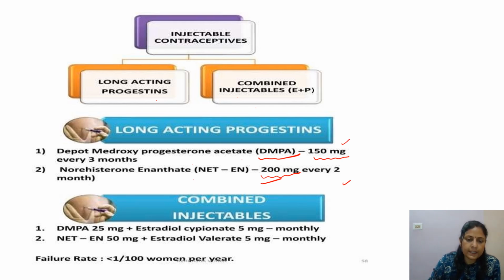The next type is combined injectables. Combined injectable means it includes DMPA plus estrogen, which means along with progesterone, estrogen is also added. So you have to take this medicine monthly. Similarly, NET-EN along with estrogen is also a combined injectable. So long lasting progesterone, DMPA and NET-EN, are the progesterone containing ones and they are required every 3 months or 2 months depending on whether it is DMPA or NET-EN.